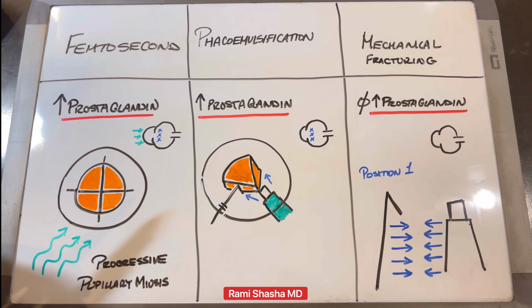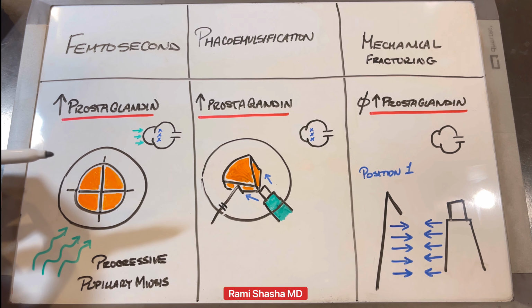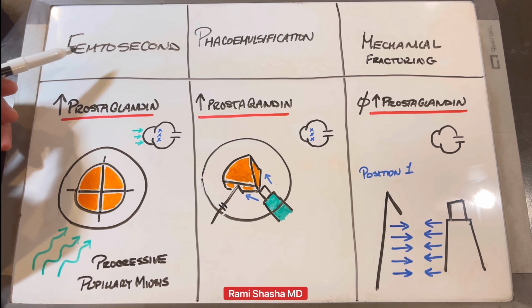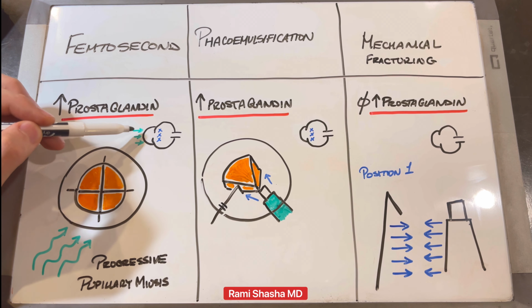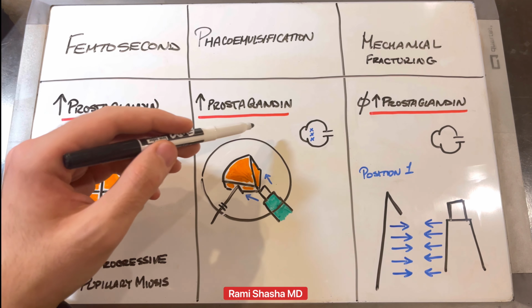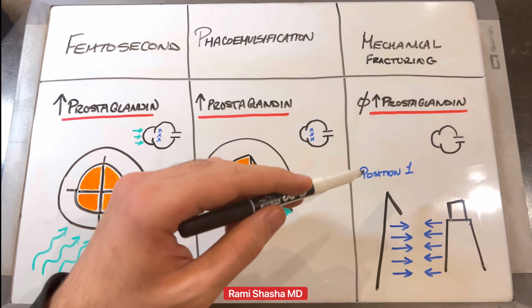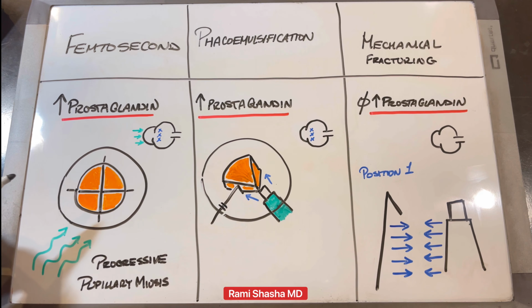And so I always say, if it's my eye, I would want to limit the amount of energy being delivered into my eye, whether it's with femtosecond laser that's going here and going all the way to the middle part of the eye, or with ultrasonic energy. And so I always think that the ideal technique is a technique on position one where there's no vacuum, there's no surge, and it's the least pro-inflammatory technique.